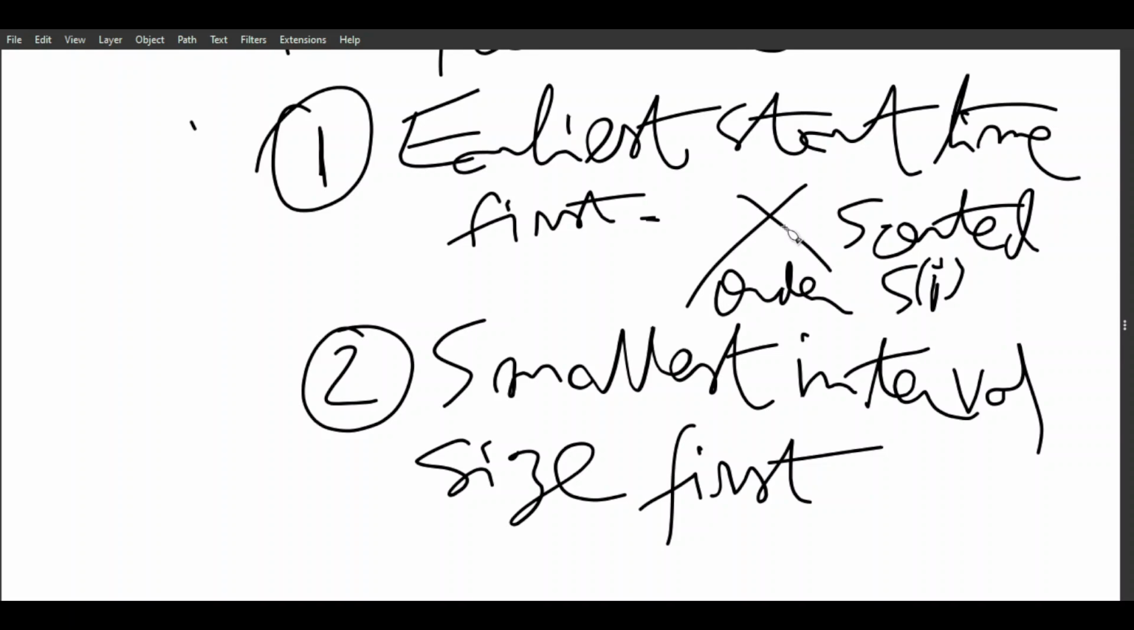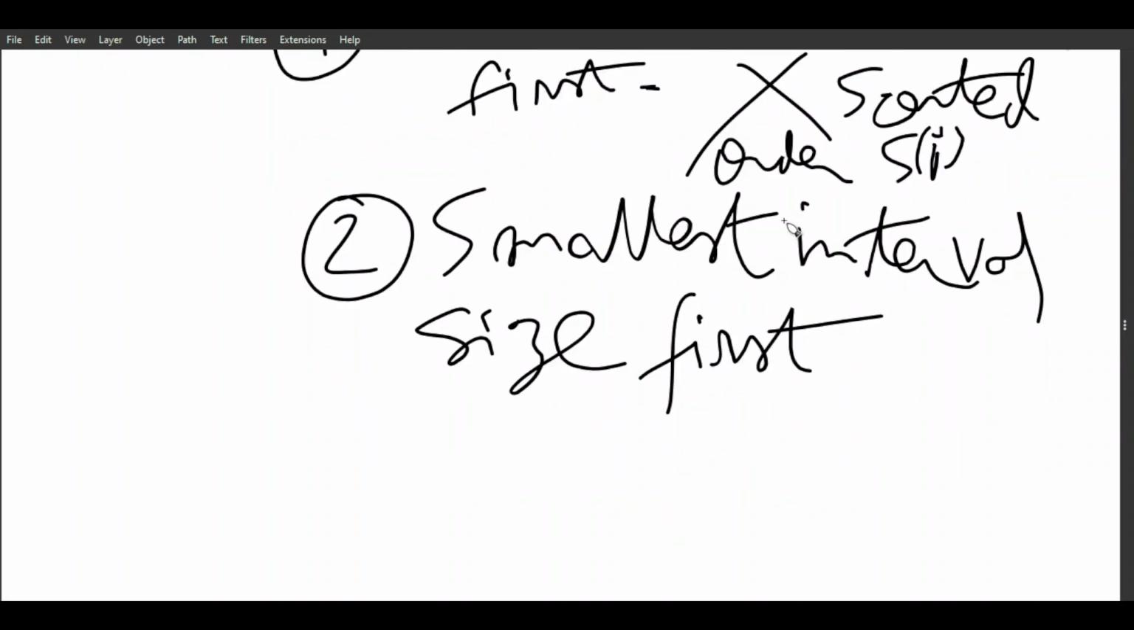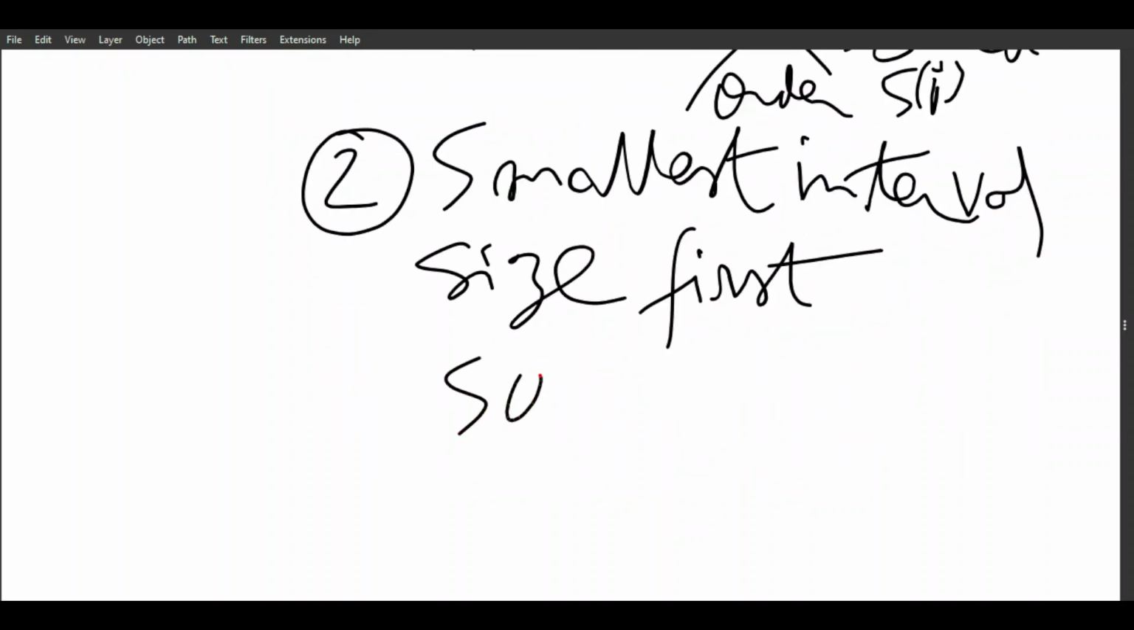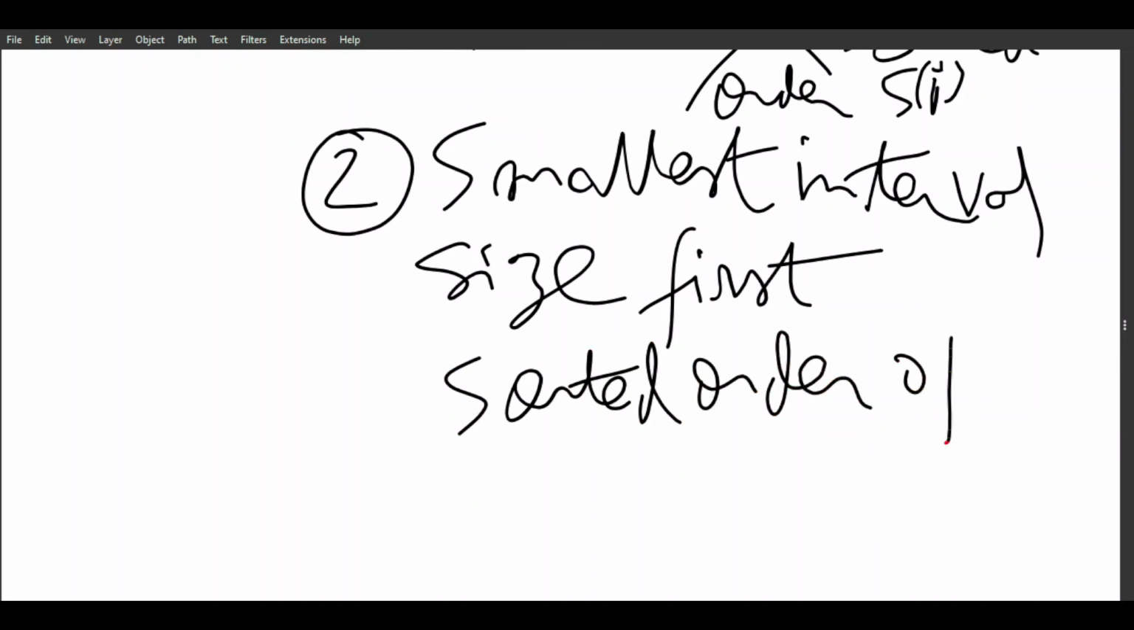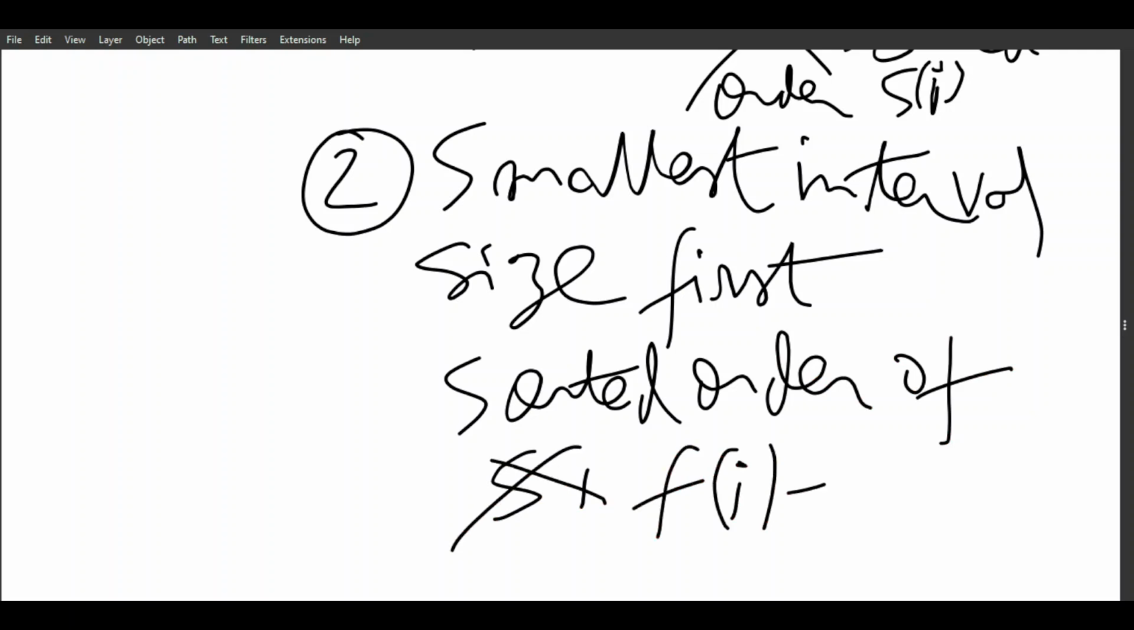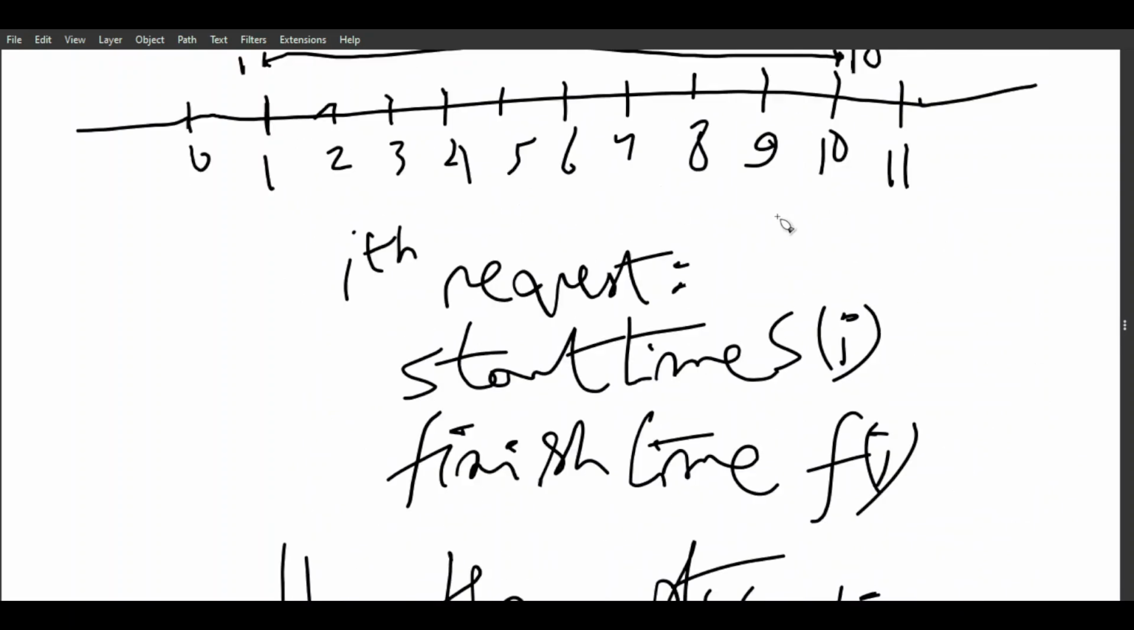Here we see the sorted order of Fi minus Si, finish time minus start time. So again here also, once we choose the interval, we have to remove all other overlapping intervals. Now we test this heuristic, and this works for this example.